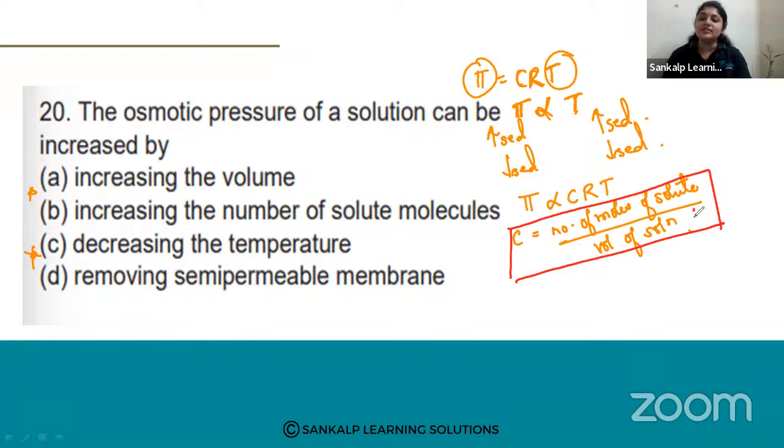Now if I increase the volume, what will happen to concentration? Concentration will decrease. You know that concentration is directly proportional to osmotic pressure. So if concentration decreases, osmotic pressure also should decrease, right? So if volume increases, osmotic pressure should decrease. So this is also wrong. Understood? So increasing the volume is also wrong. Again, I'll explain, don't get confused.